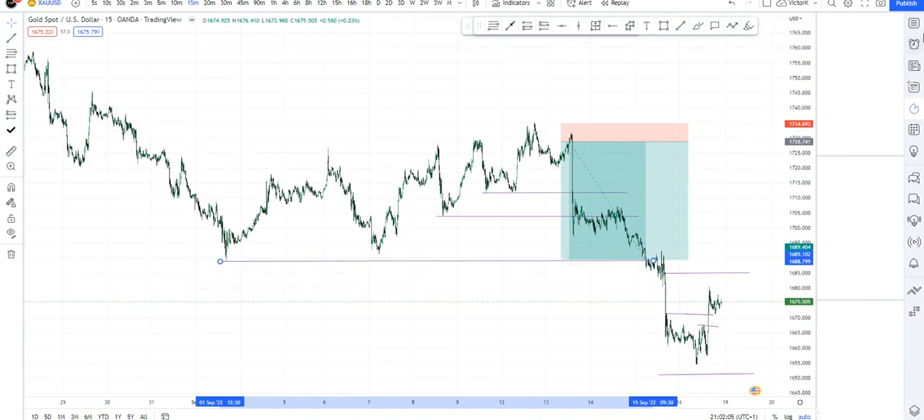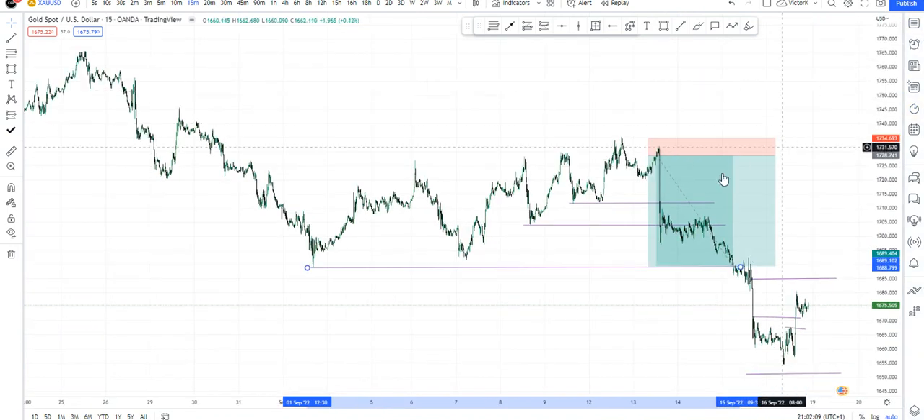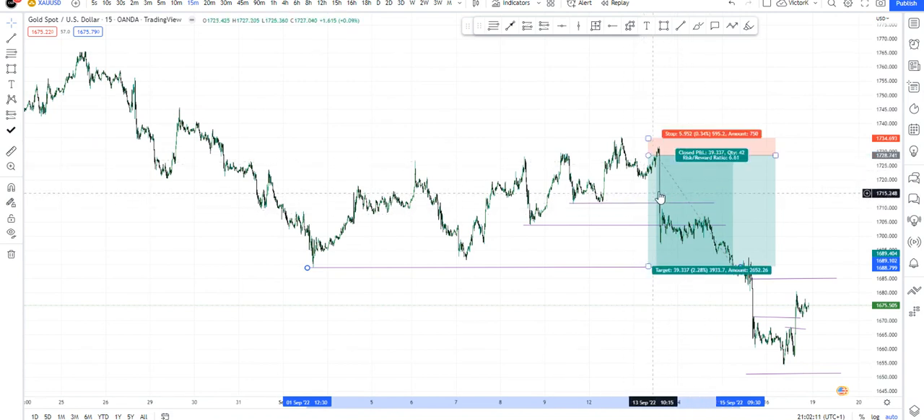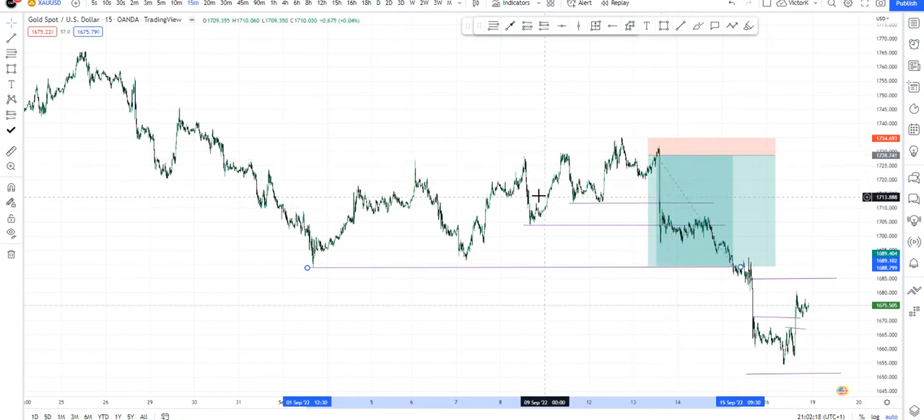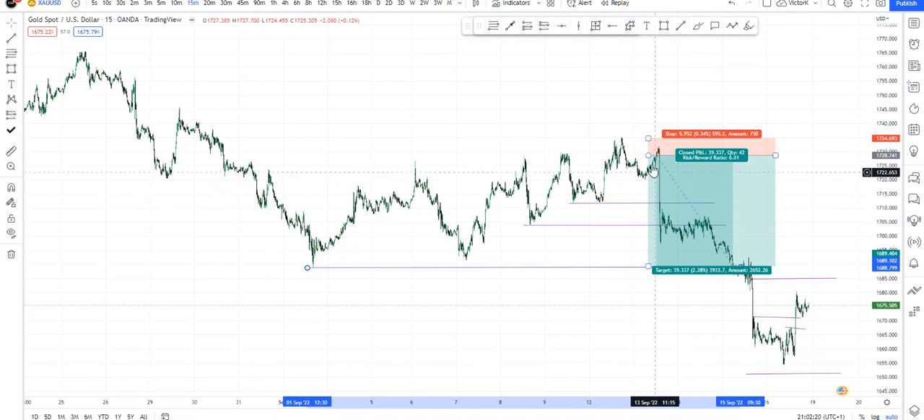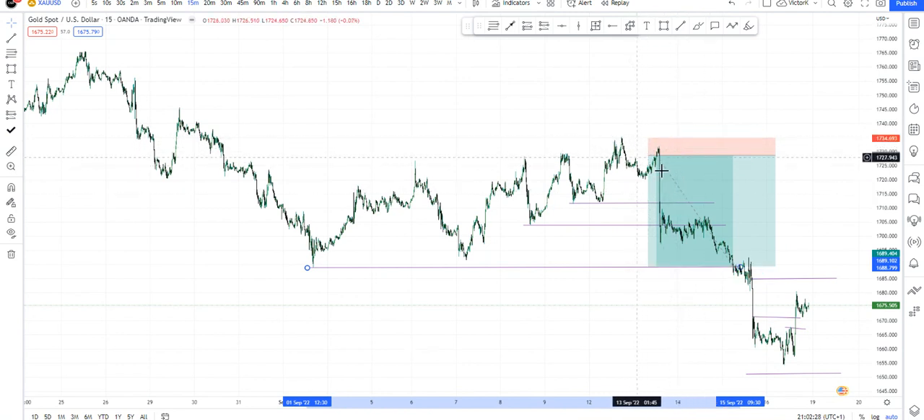So if it comes near my target 1, so it came close to this area and it starts reversing, there's nothing I can do, because we've not even reached the first target. I just have to wait and watch it. If it doesn't get to target 1 and it goes to my SL, I will count it as a failed trade. But any trade that gets to target 1, I count it as a win. Even if it doesn't get to final target, I count it as a win.